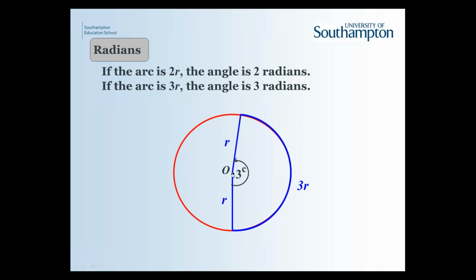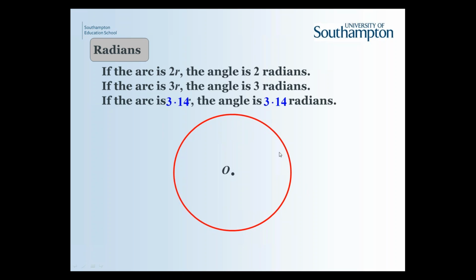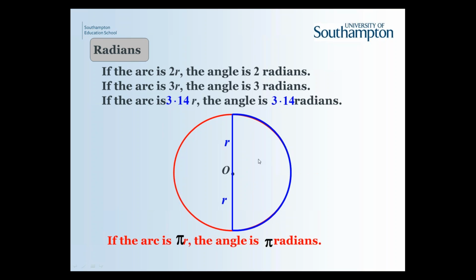In fact, if you know it already or you were to hazard a guess, it looks almost as if it were about 3.14 radians around. So if we make the arc length 3.14 lots of r, the angle is 3.14 radians, which hopefully you'll recognise is pi. So pi radians is actually equivalent to 180 degrees.